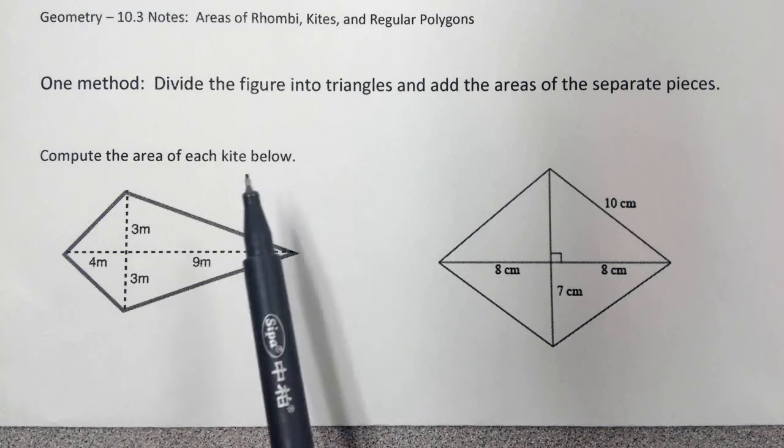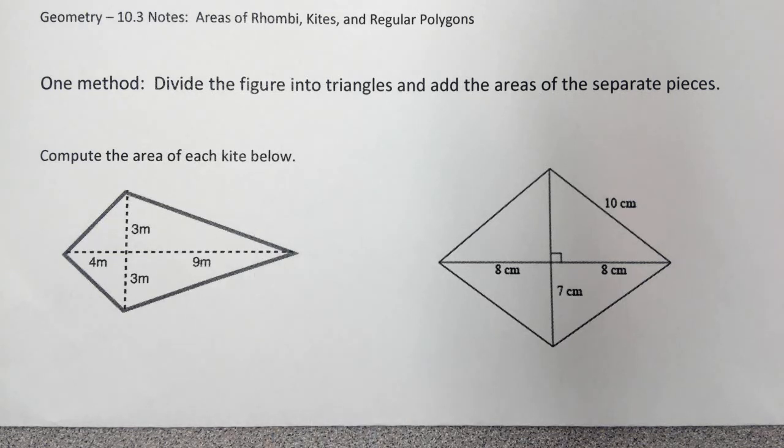We're going to divide the figure into triangles, because all kites, all rhombuses, all polygons can be divided into triangles, and find the areas of the separate pieces. So we'll start with this first kite.